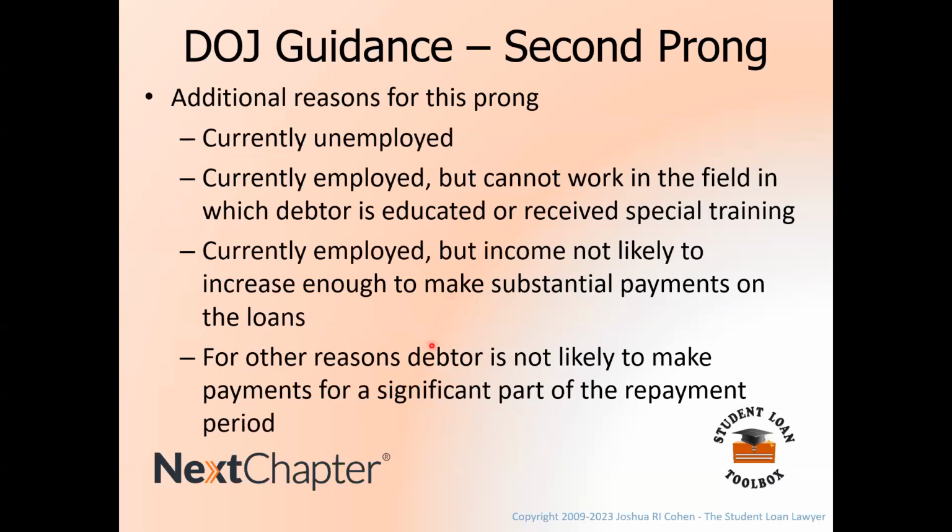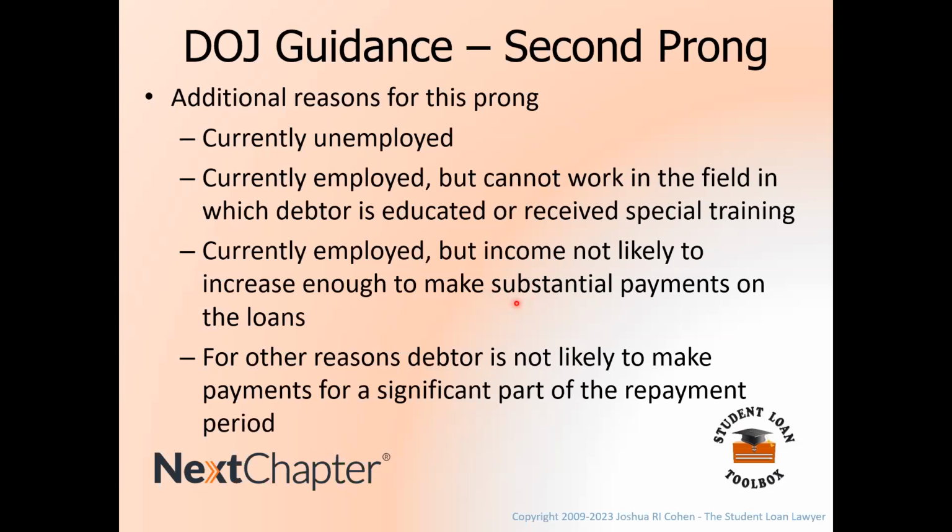They're currently employed, but their income isn't likely to increase enough to make substantial payments. They don't define substantial payments, but it doesn't include IDR. This is not IDR. It just means substantial payments. So to me, it means, can they ever make that standard payment, the 10, the 20, the 25, 30-year standard payment, whatever it is? Okay, why not?